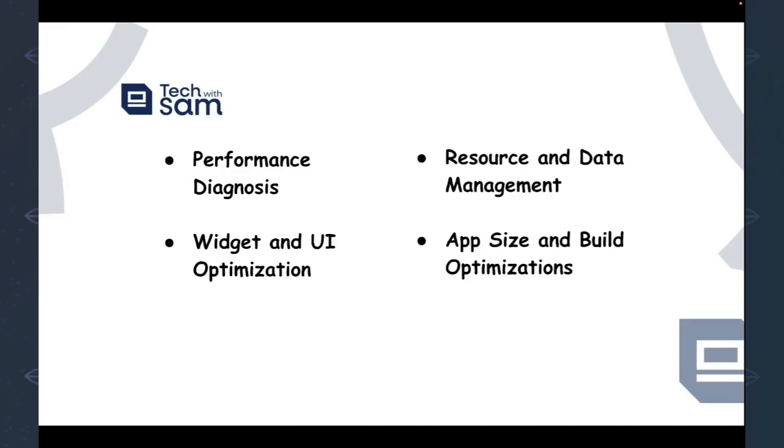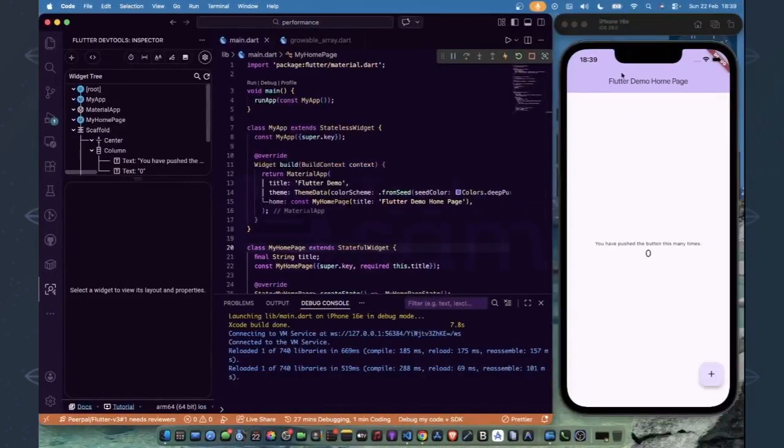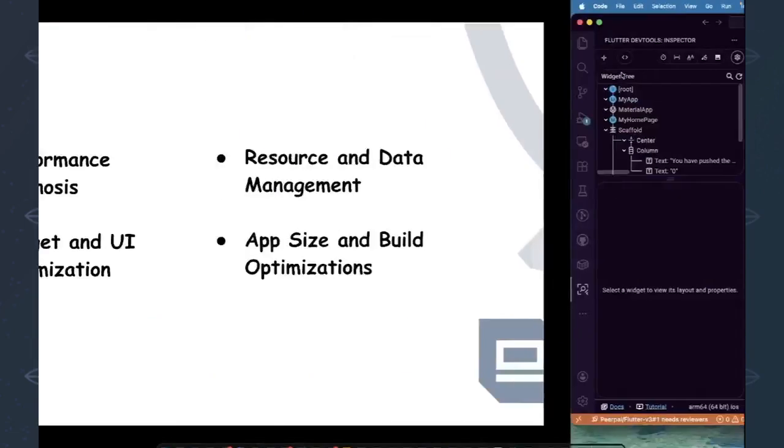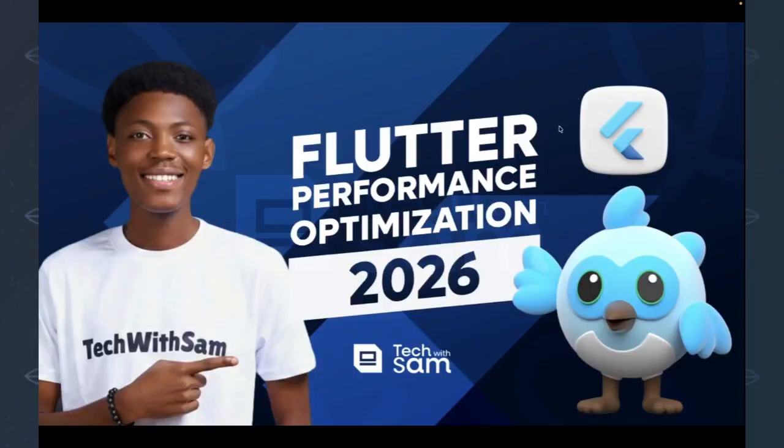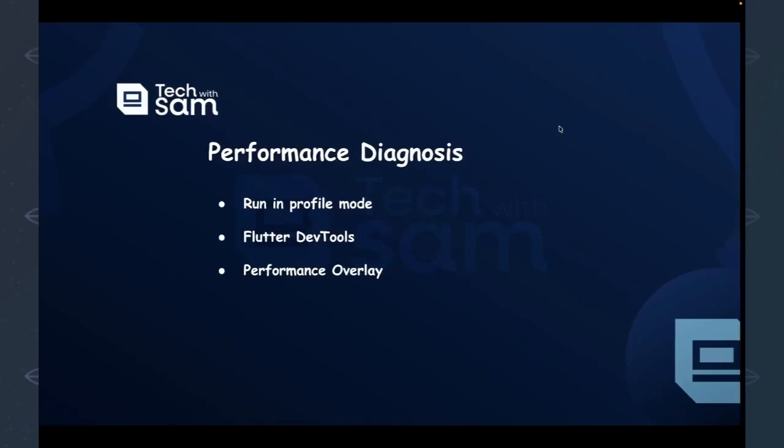So the 4 points that we'll be looking at today are performance diagnosis, widget and UI optimization, resources and data management, and app size and build optimization. So when we talk about performance diagnosis, we'll be going into it one after the other so we can actually get the gist. So this is my code editor and a simulator. This is where we'll be doing the practical aspect so we can actually get it. When we talk about performance diagnosis, I have another 3 points here.